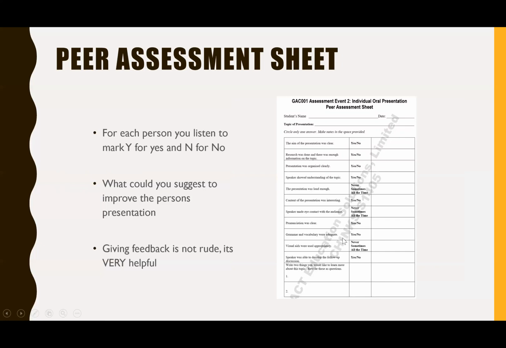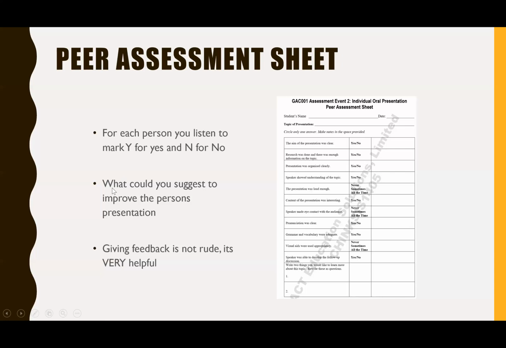Was grammar and vocabulary adequate? Did they use a range of vocabulary? Did they use visual aids like pictures or graphs? Were they able to ask some good questions to the audience? Now, I only expect one question for this group activity. We don't need to do the full 5 minutes. Just 1 minute is absolutely fine, just to give you some practice at answering questions from your audience.